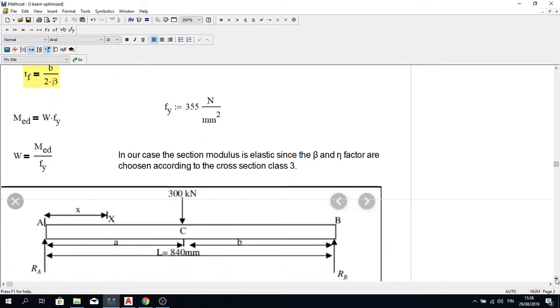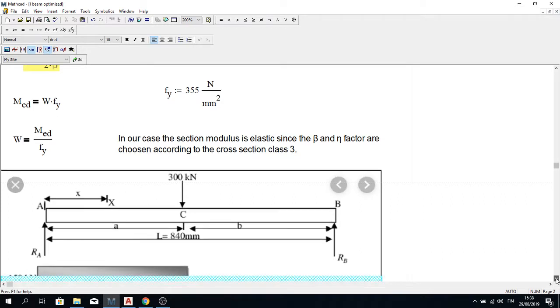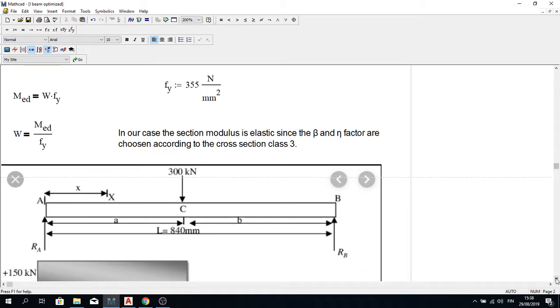And as we all know, moment is section modulus times Fy, and there will be a safety factor lambda M0, and according to Eurocode, lambda M0 is equal to 1, so that will not have influence in the moment calculation. Fy I have assumed 355 Newton per millimeter square in our calculation, and W would be MED divided by Fy.